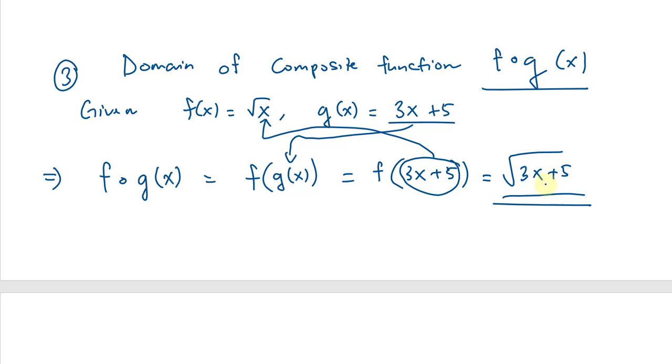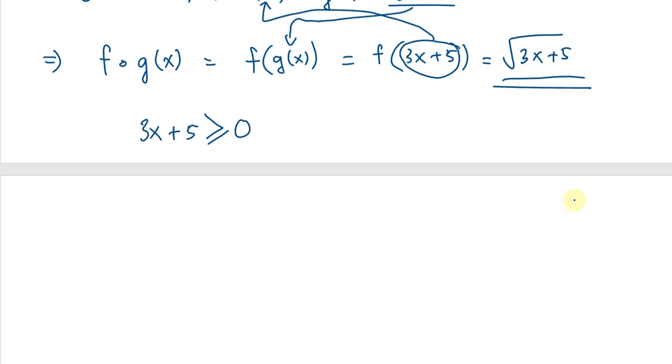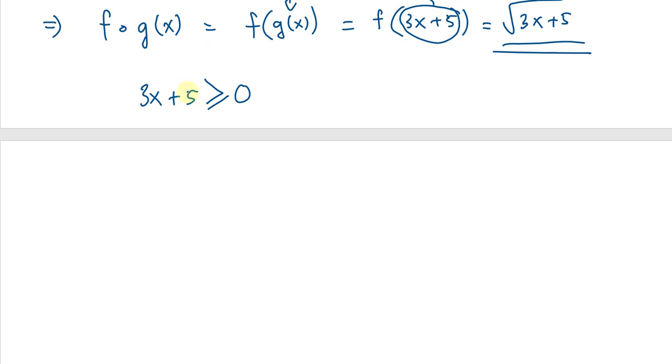Therefore, the restriction, the domain, is that the expression below the square root has to be bigger than or equal to 0, because you don't want any negative under the radical, or anything undefined, right? So all of this has to be bigger than or equal to 0. And now you can solve for x.